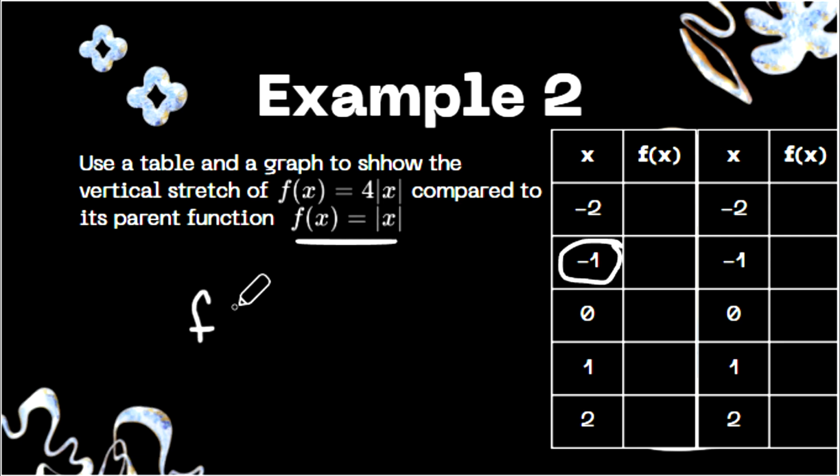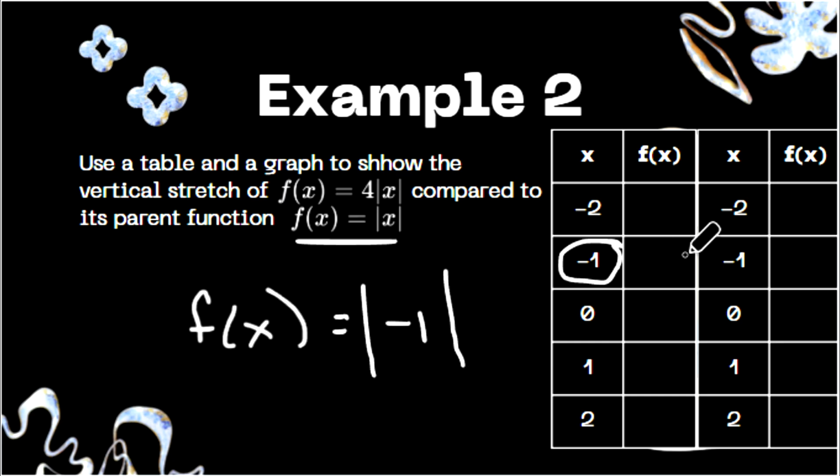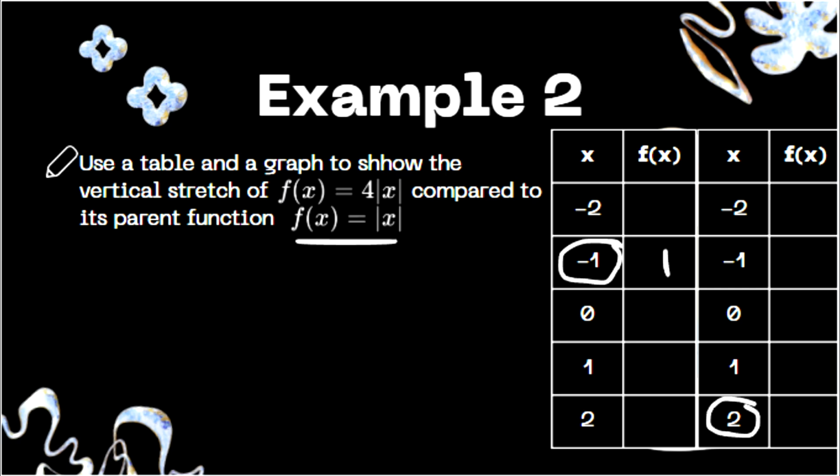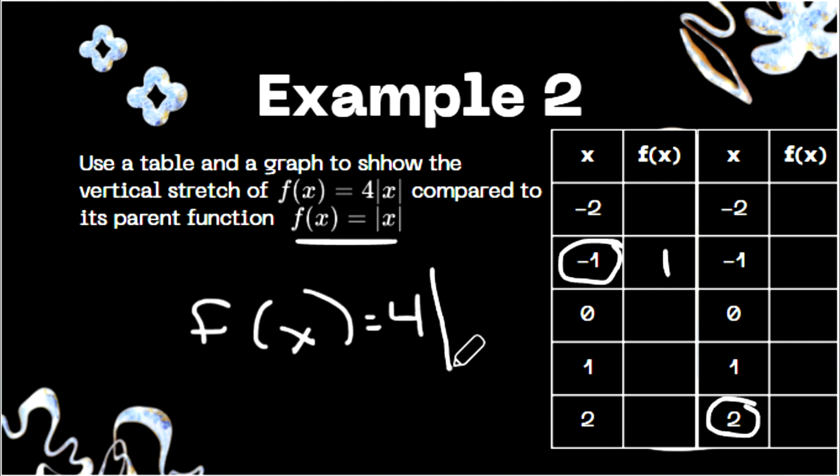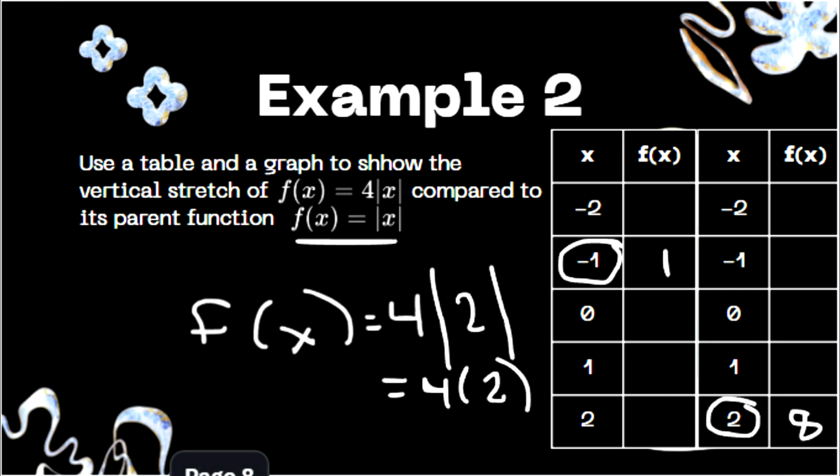So we have f of x is equal to the absolute value of our x value, which is -1. Absolute value just means this is positive no matter what. So our answer there is 1. And we'll do this for our dilated version that's either been stretched or compressed. So we have f of x is equal to 4, which means it's being stretched like a rubber band, times our x value, which is 2, the absolute value of 2, which makes this just 4 times 2, which means that our coordinate over here is going to be 8. You would continue that process to fill in all of your points on both tables.